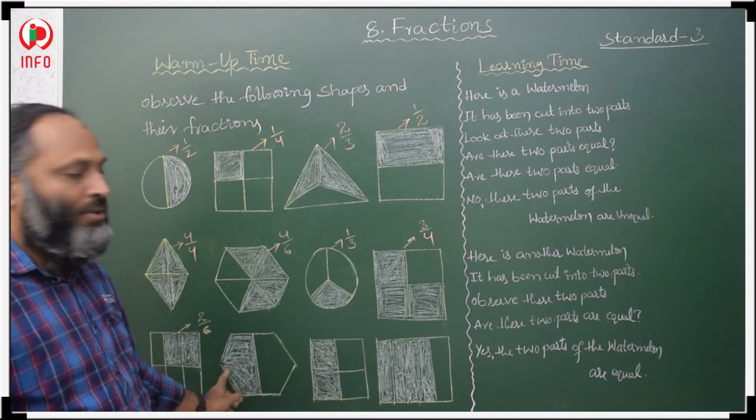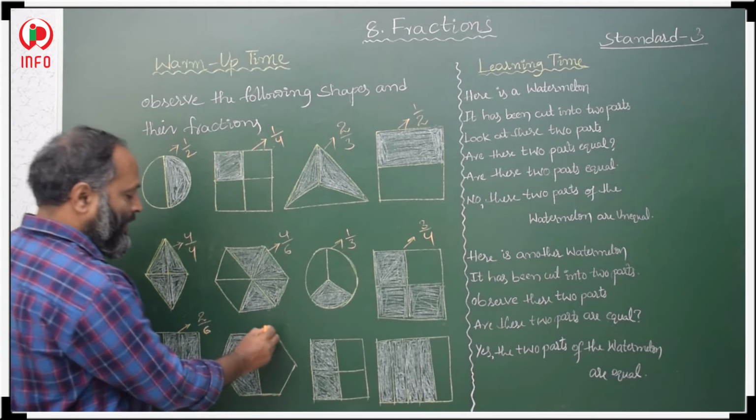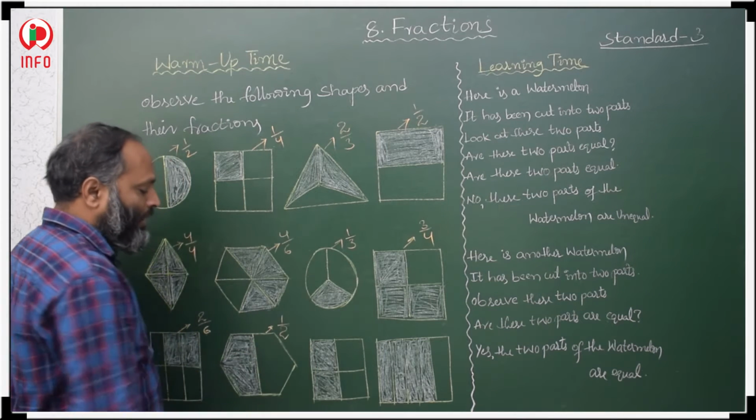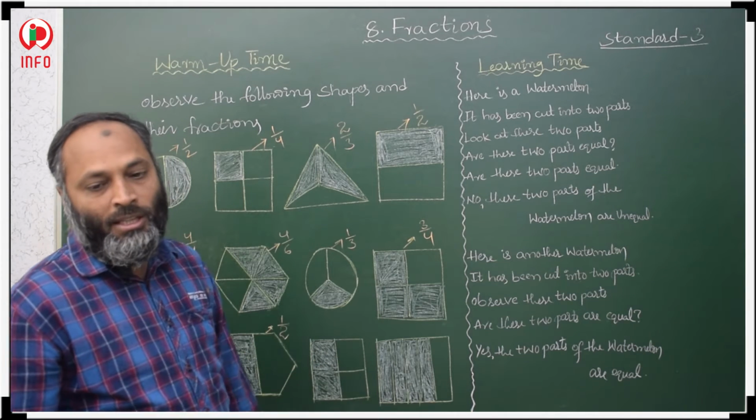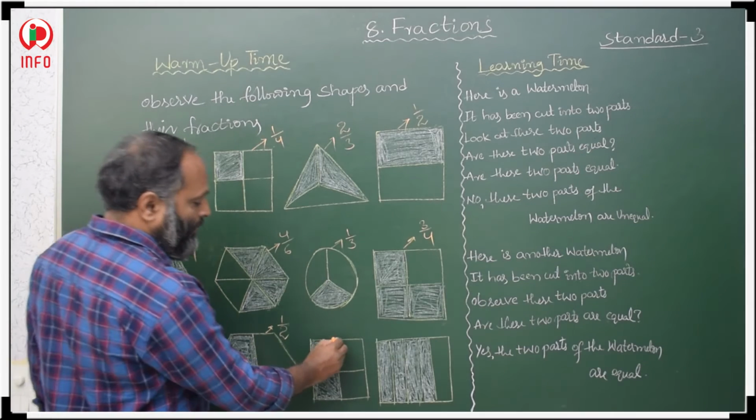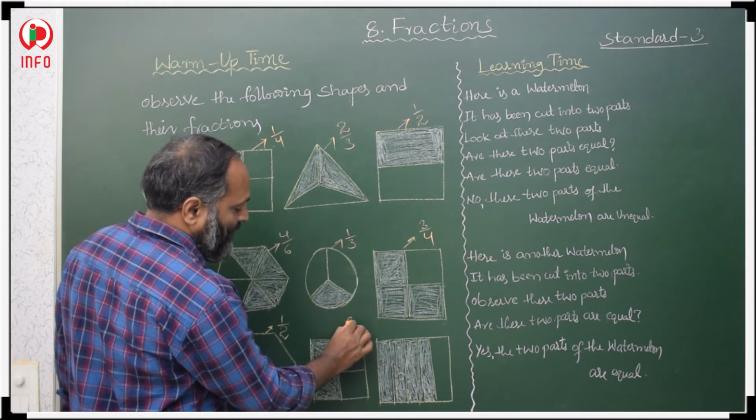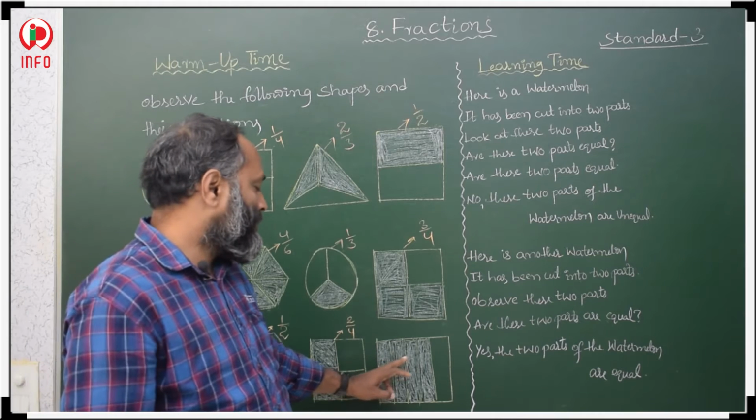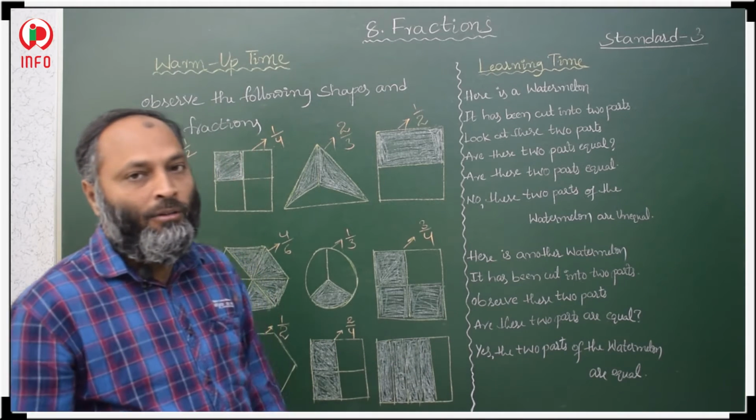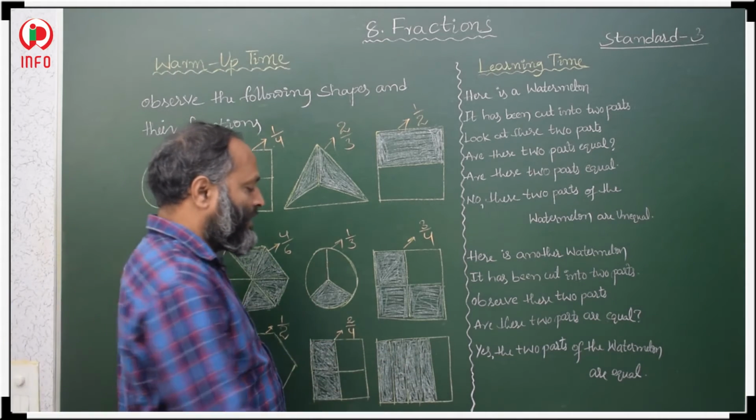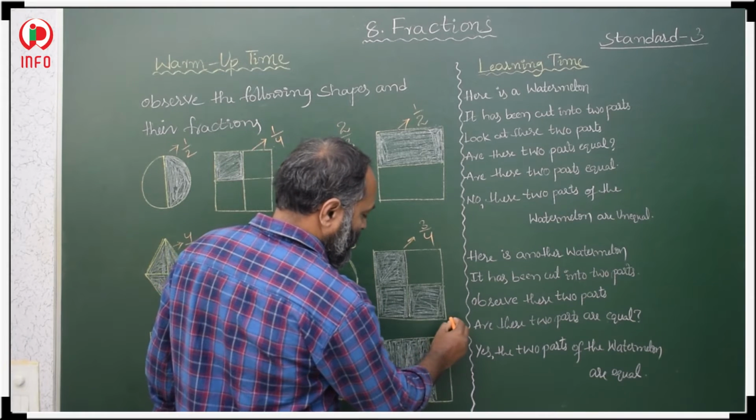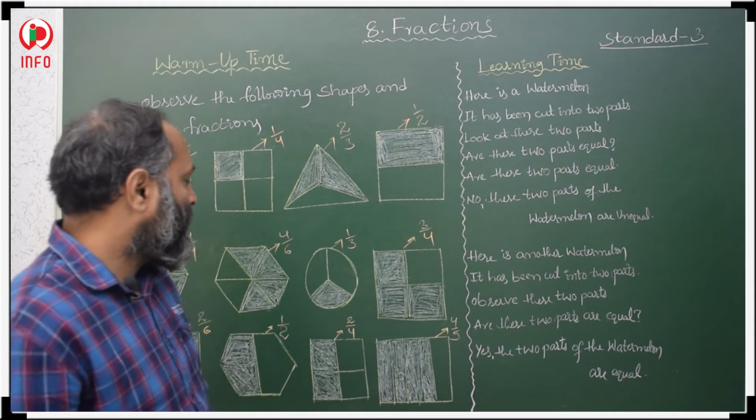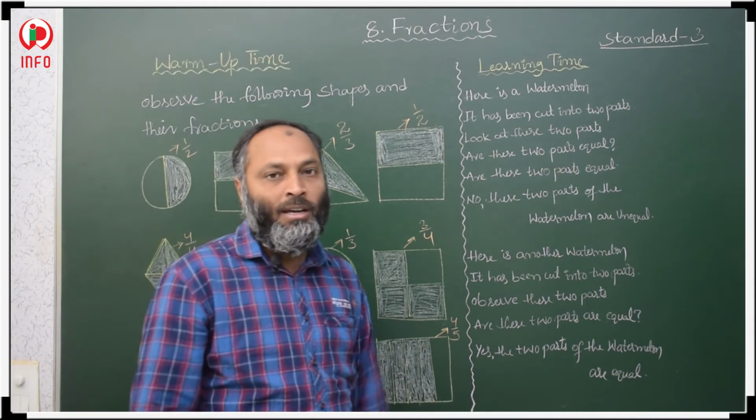Here total 2 equal parts. In that one part is shaded. The shaded portion is 1 by 2. Here 1, 2, 3, 4. In these 4 equal parts, 2 parts are shaded. That is 2 by 4. Here 1, 2, 3, 4, 5. In these 5 equal parts, 4 parts are shaded. That is 4 by 5. In this way we have to write the shaded portion.